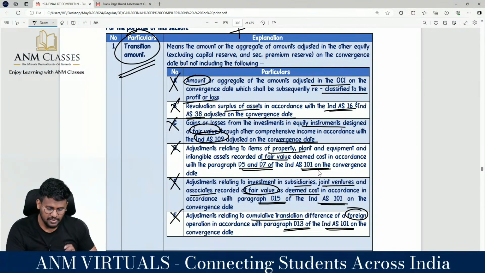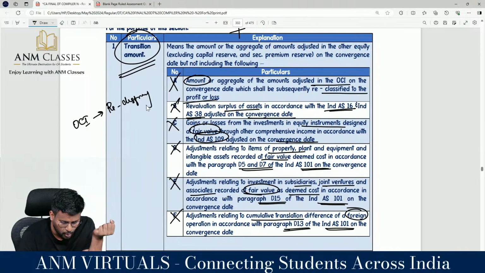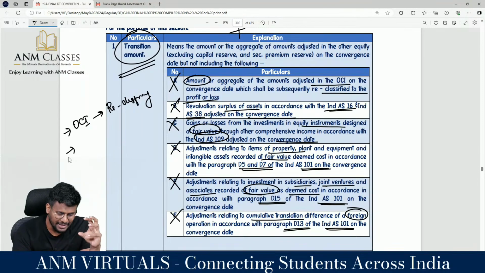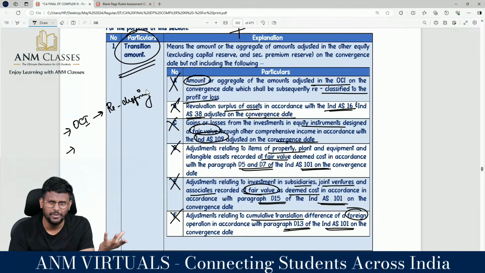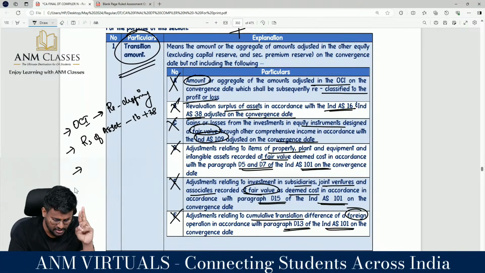Number 1, sir, amount or aggregate of amount adjusted in OCI that will subsequently be reclassified to P&L. So, you have made some OCI adjustment that will be reclassified to P&L. Then anyway it is going to be reclassified to P&L. Why are you treating it as transition amount? Timing difference will automatically take care. That is logic number 1. Then number 2, revaluation surplus of asset as per Ind AS 16 and Ind AS 38 is the second discussion.